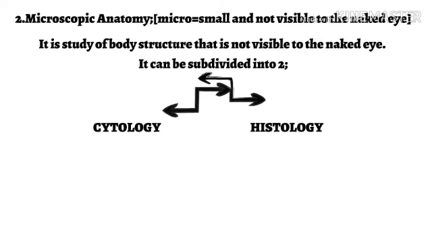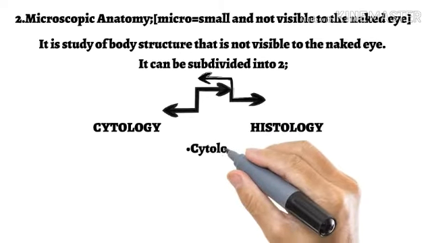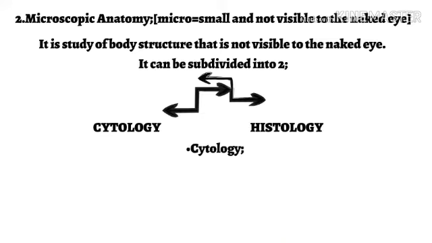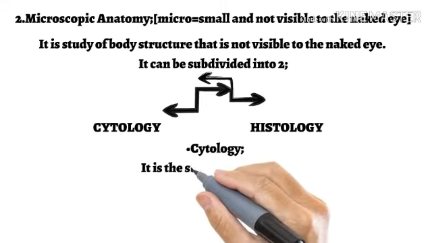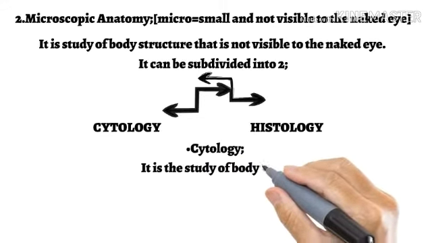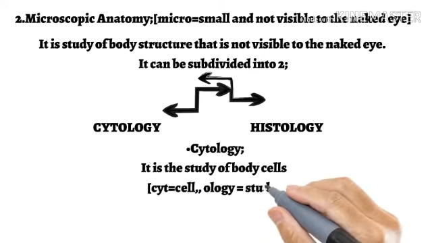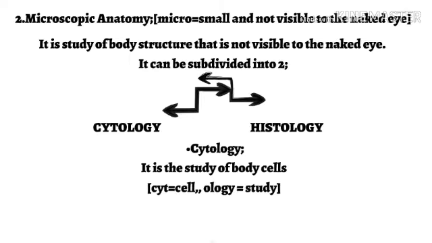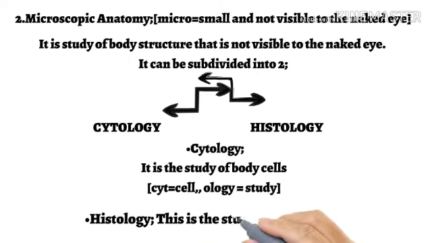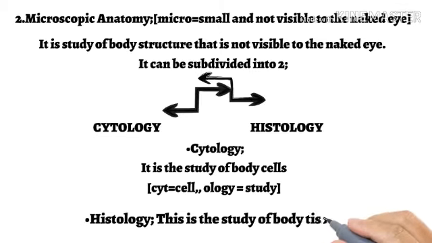What is the meaning of cytology? What is the meaning of histology? Just bear in mind that ology means study, and cyto means cell. Definitely, cytology is the study of body cells. As I've said earlier, cyto means cell and ology means study. Histology is the study of body tissues. You can also take a screenshot of this one as well.